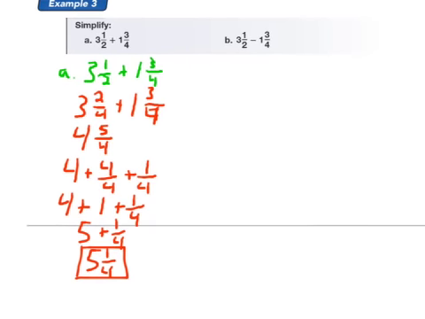Okay, so let's solve B the same way here. Okay, we got 3 1/2 minus 1 3/4.